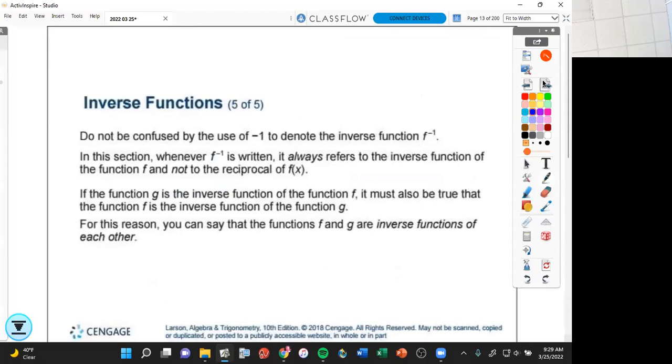I just talked about this. Don't be confused by the use of -1 to denote the inverse function. In this section, whenever f inverse is written, it always refers to the inverse of a function and not the reciprocal. They're not the same. I'm just going to move on from this slide.